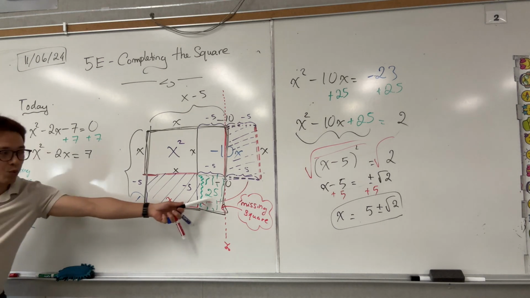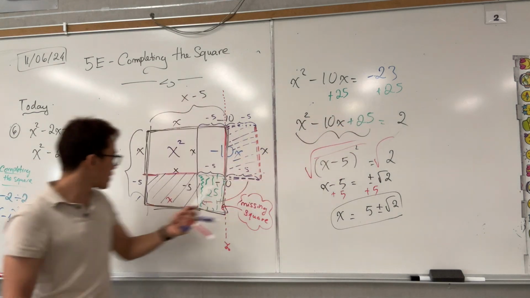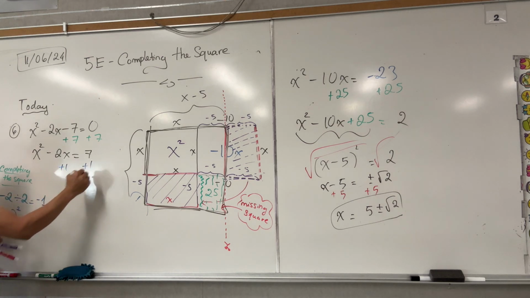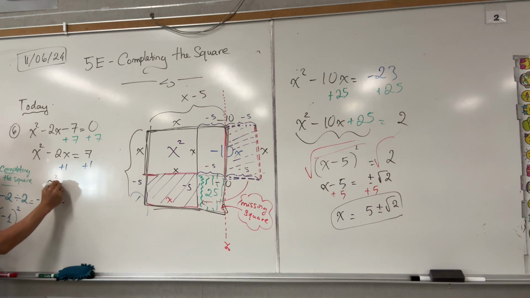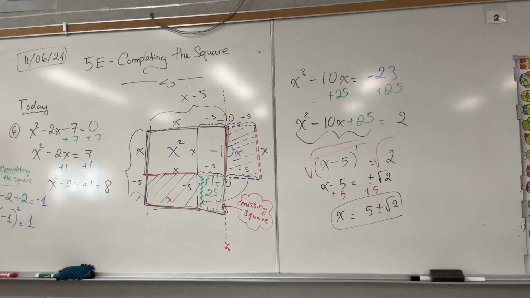And then what did we do with the 25? We add to both sides, right? So now I have 1. I'm going to add 1 to both sides. So x squared minus 2x plus 1. What is 7 plus 1? 8. We complete the square already.